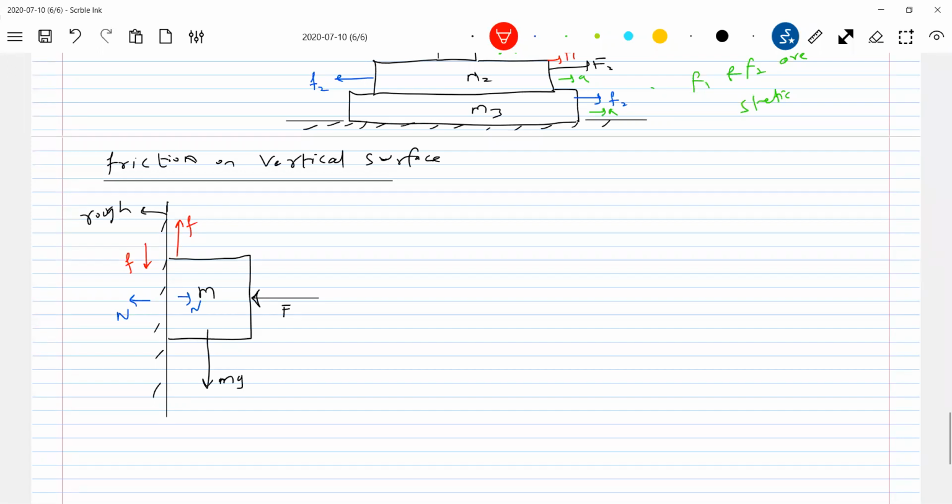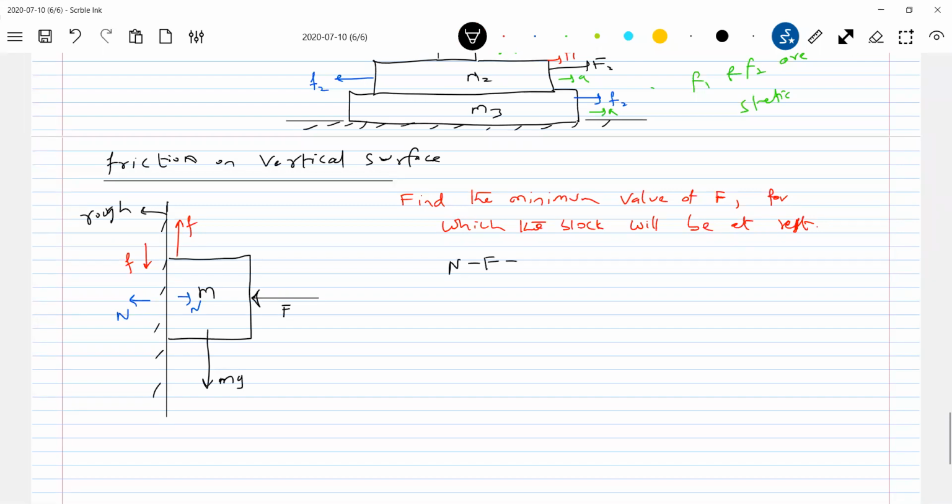Then what should be the minimum value of F for which the block will be at rest? Minimum I'm asking. Find the minimum value of F for which the block will be at rest. And then we'll provide normal contact. The normal contact is given by N minus F equals 0. So N equals F, that one.